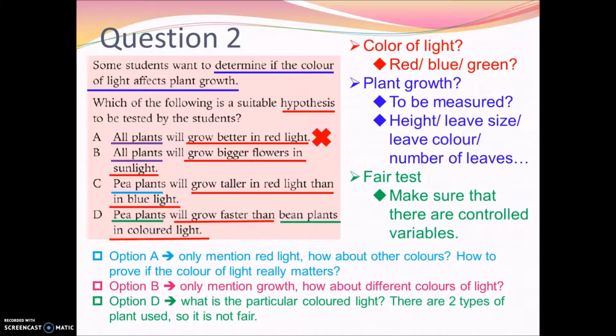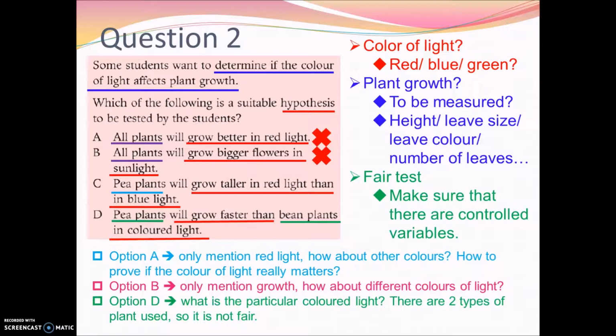But the point is, what is the light? It only mentions the sunlight, but sunlight is white in color. In physics, we know that white light consists of red, orange, yellow, blue, something like this, the 7 colors mixed together. So for option B, it only mentions the growth, but it doesn't say anything about the color of light. So that's why B is wrong.